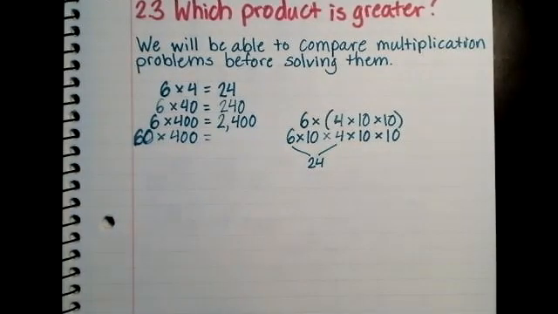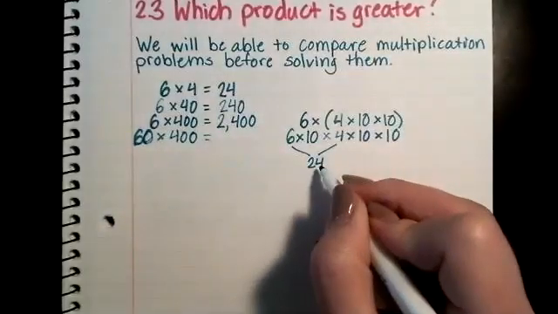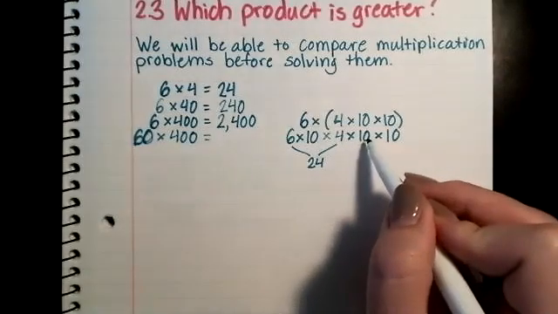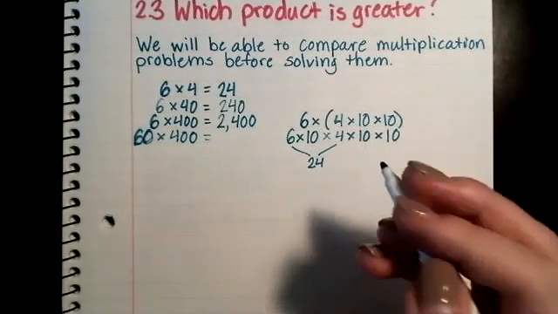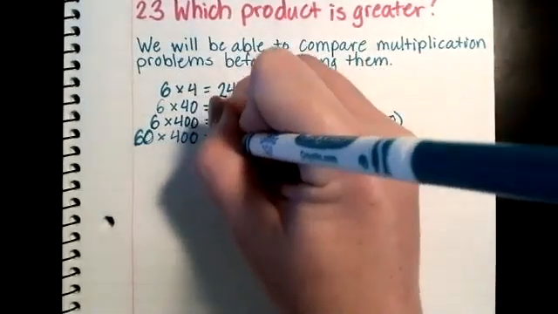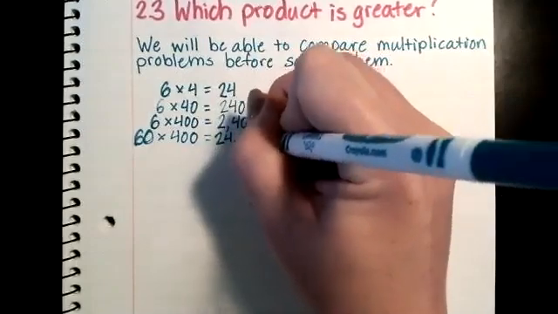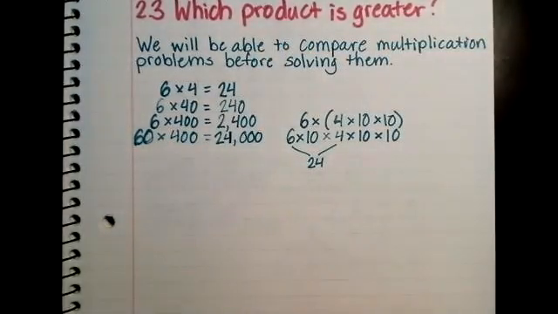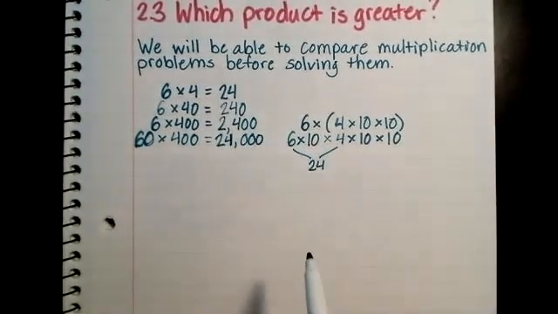Okay, so let's see. Oh, I forgot to write my final answer there. Sorry. 24 times 10, that'd be 240. Times another 10, that would be 2,400. And times another 10 would be 24,000. It's a big number right there. 24,000, because I took 24 and moved it over 3 times in my place values.